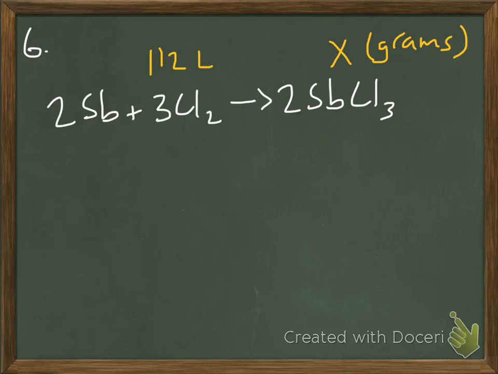Let's do the moles next. We have 3 moles of chlorine, and we have 2 moles of antimony chloride. So with your arrow, you're going to start with what you know. We're going to turn the liters of chlorine into moles of chlorine. Then we're going to turn the moles of chlorine into moles of antimony chloride. Then we're going to turn the moles of antimony chloride into grams of antimony chloride.